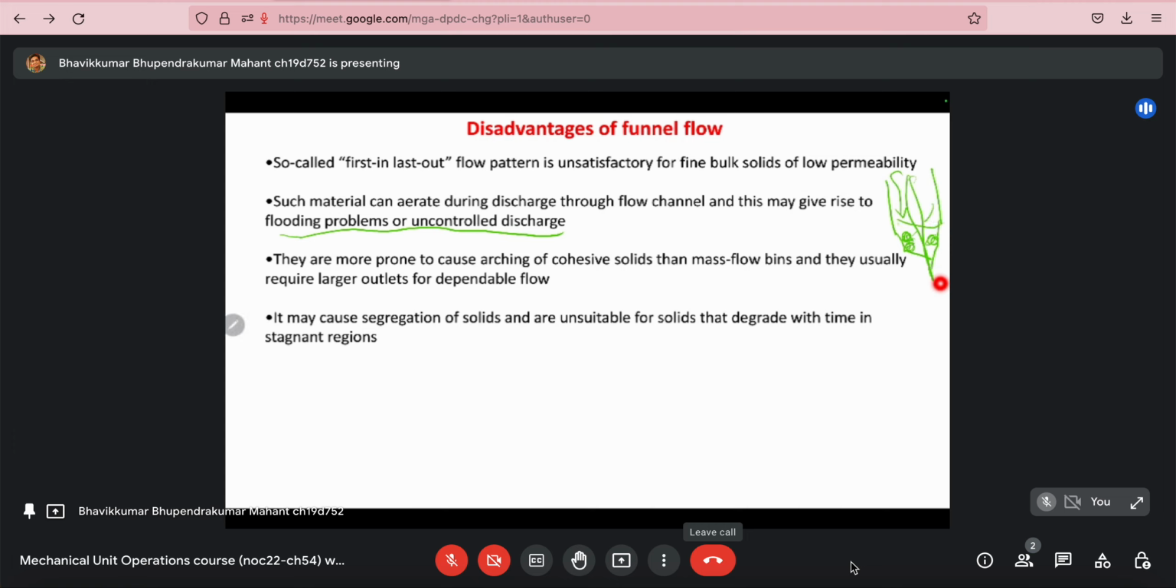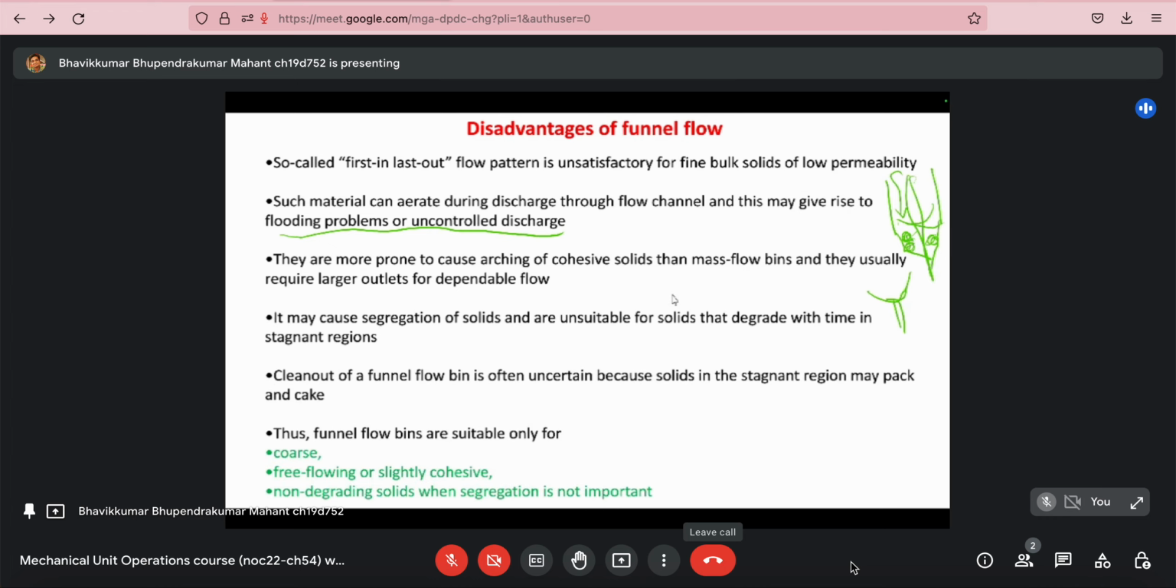They are producing arcs of the material, then it will require a large outlet. Otherwise, in a small outlet, it is always going to get stuck. It may cause segregation of solids and is unsuitable for solids that degrade with time. If our solid materials degrade with time, then we can't use it, as it can cause segregation of the solid. Now, cleaning of a funnel flow bin is often uncertain because solid in the stagnant region may pack and cake.